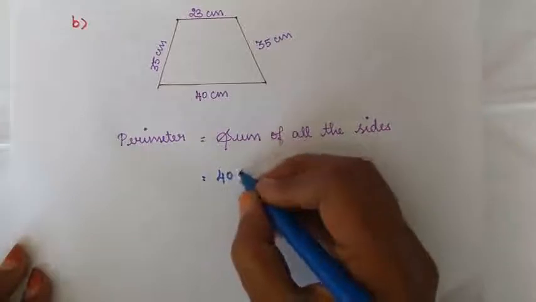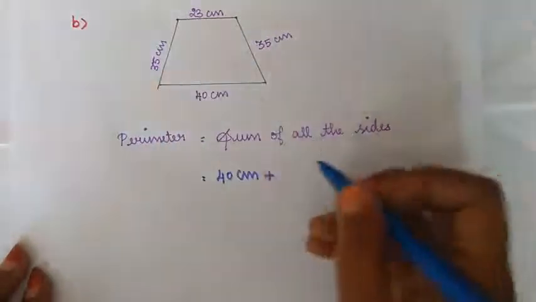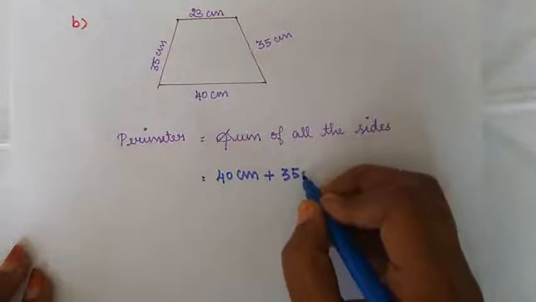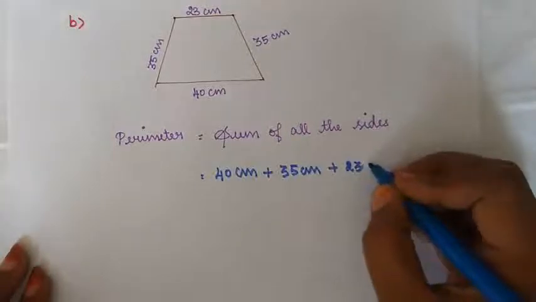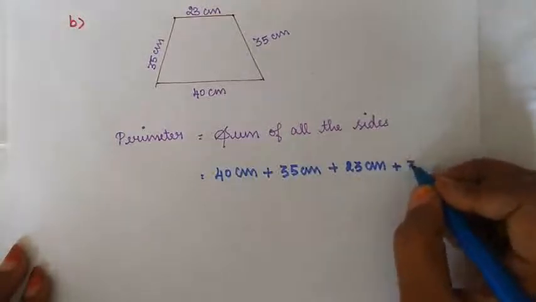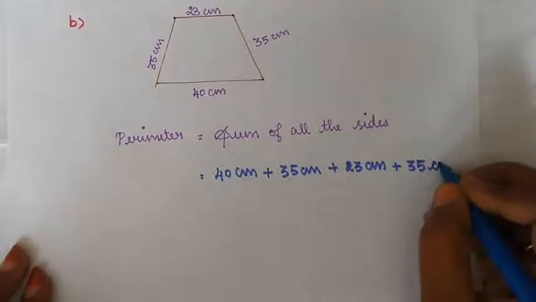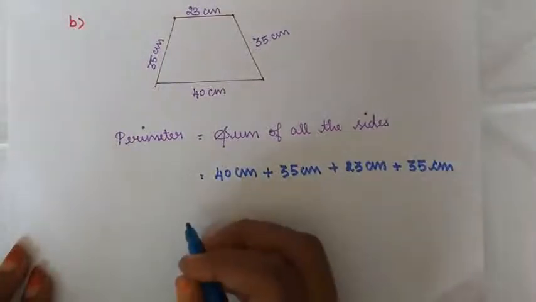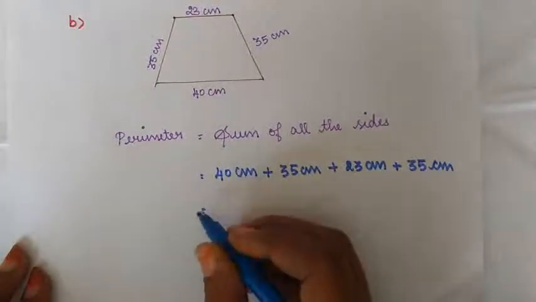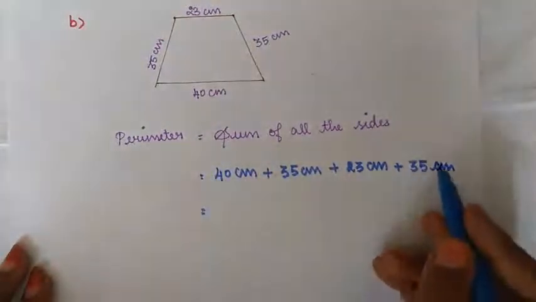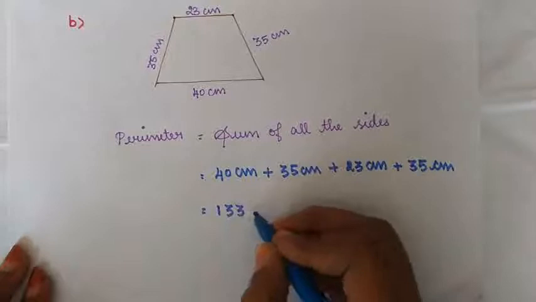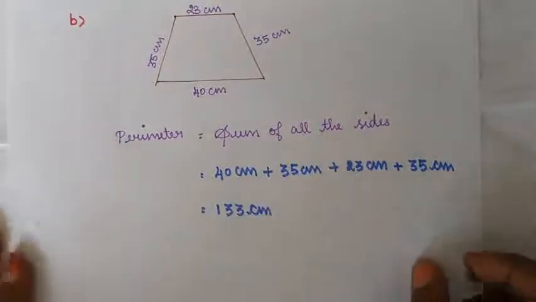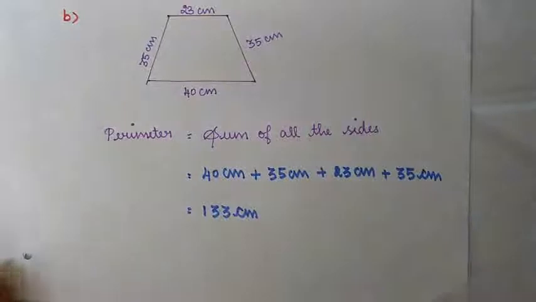40 centimeter plus 35 centimeter. The length of the third side is 23 centimeter and the fourth side is 35 centimeter. So we have to add the lengths of the four sides of the trapezium. So we get the answer 133 centimeter. The sum is over. Next we have to move to the next question.